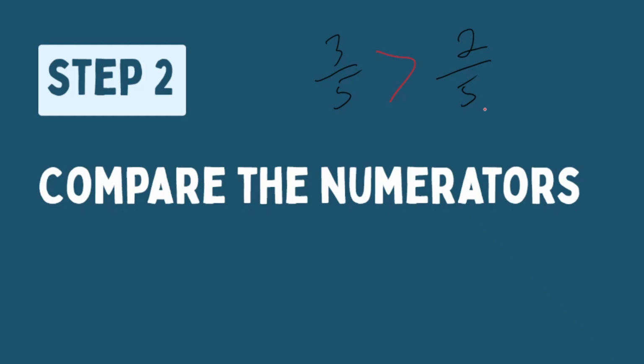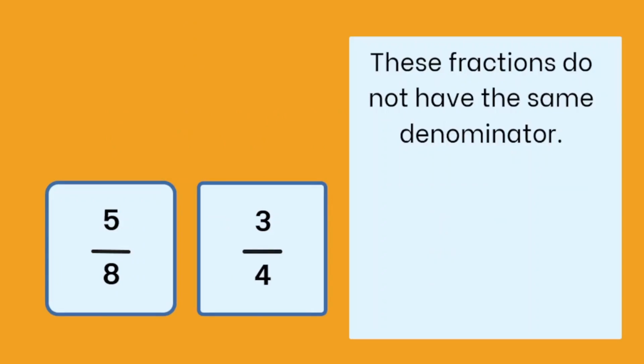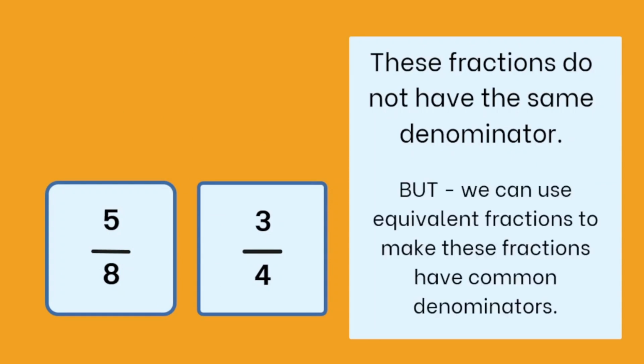Let's now look at an example and see how we can solve problems on comparing fractions. The first example we have here is: which is greater, 5 over 8 or 3 over 4? The first thing that should come to your mind is that these two fractions have different denominators. Since they have different denominators, we can make use of equivalent fractions that we learned in our previous video to make these fractions have common denominators.